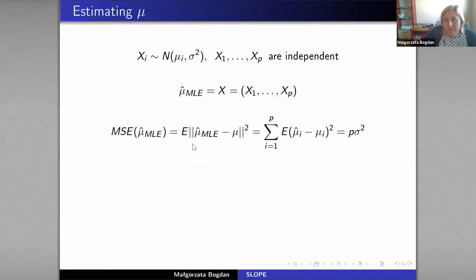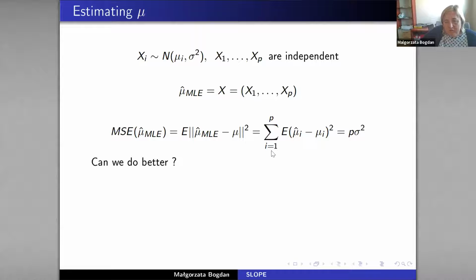So what is the mean square error? This is the expected value of the L2 norm of the distance between the estimator and the vector mu, the true value mu. Well, here you have the sum of expected values. You replace mu i with xi with a sigma square, you get p sigma square. So this is the average mistake you are making, when the mistake is the squared L2 norm between mu hat and mu. Can we do better?